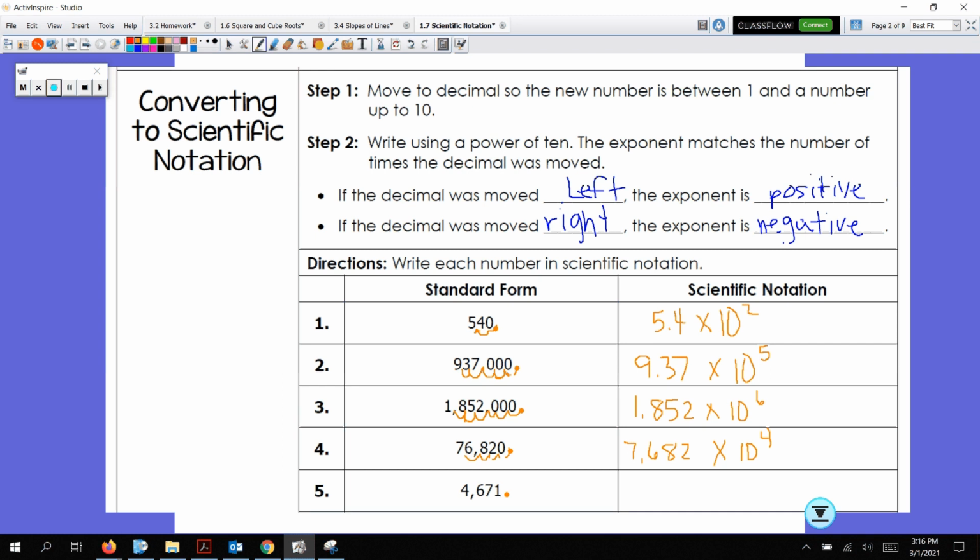All right, last one in this set. So here's my decimal. I need to move it so the number is bigger than 1 but smaller than 10. 1, 2, 3. I moved 3 places. 4.671 times 10 to the 3rd. Perfect. So now we just rewrote those 5 numbers in standard form to scientific notation.